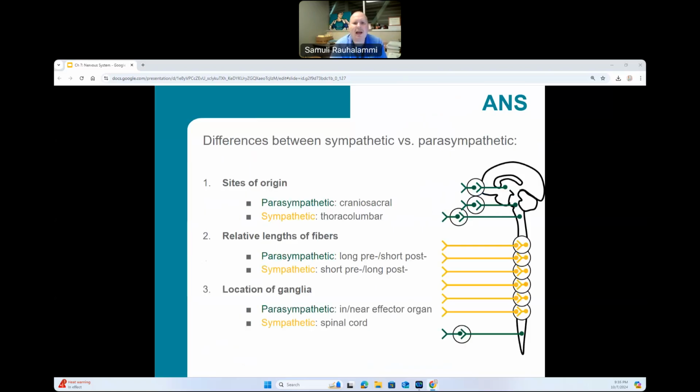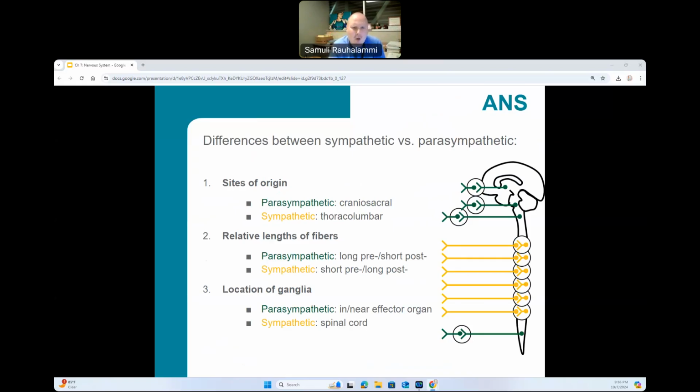And there are also anatomical differences that we see between these two. So parasympathetic nerve fibers arise from the brain and sacral region. And sympathetic nerve fibers arise from the thoracic and lumbar regions. The length of nerve fibers also differs. Parasympathetic are characterized by a long preganglionic and short postganglionic part, whereas the sympathetic ones have a short preganglionic and long postganglionic part.